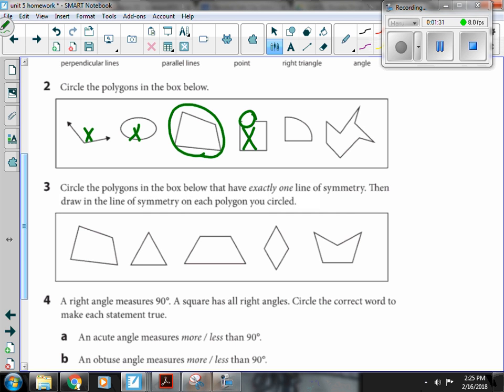The next one is not a polygon because of that curve. And this one is a polygon. It looks kind of crazy, but it's got all straight lines, it's closed, and it has three or more sides.